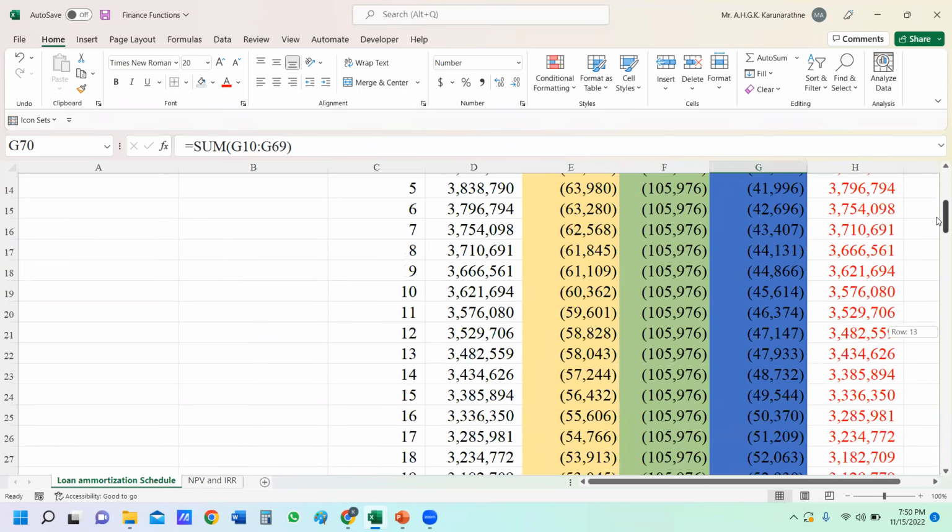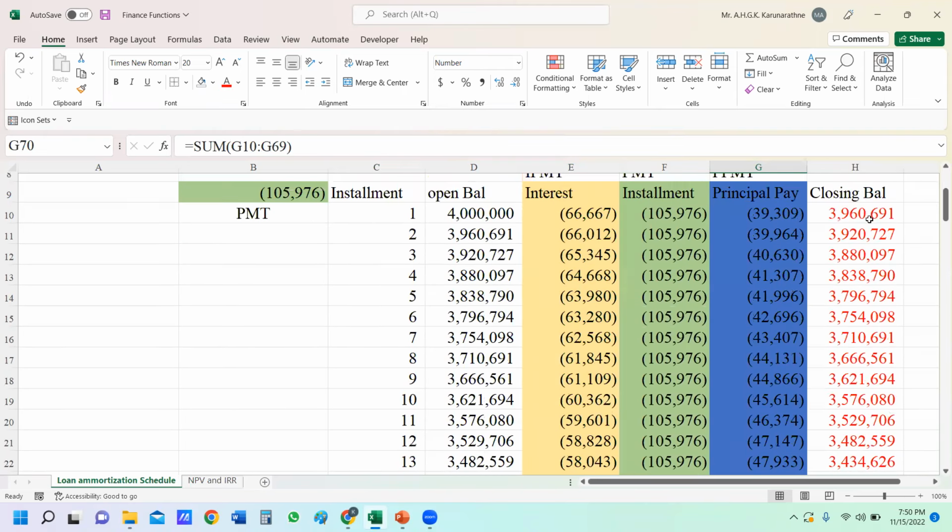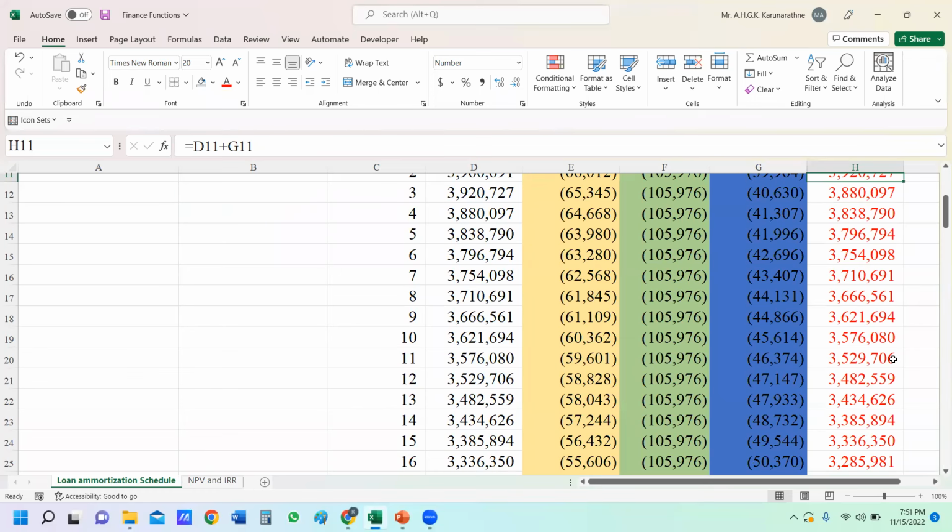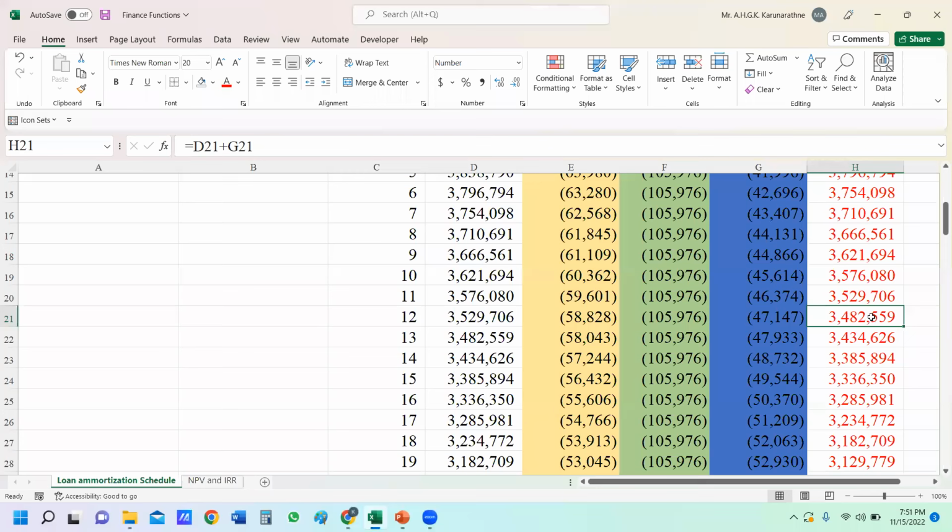And in reporting, at the end of the reporting date, your financial liability can be classified. This is the loan balance, the financial liability. This much is current liability, this much is non-current. At the end of the 12 months, this is the total financial liability. Out of this, you can identify how much is current and how much is non-current.